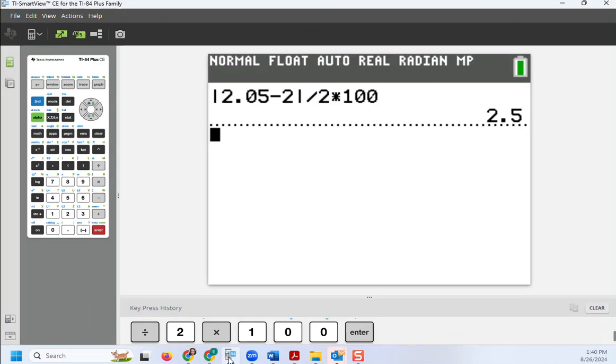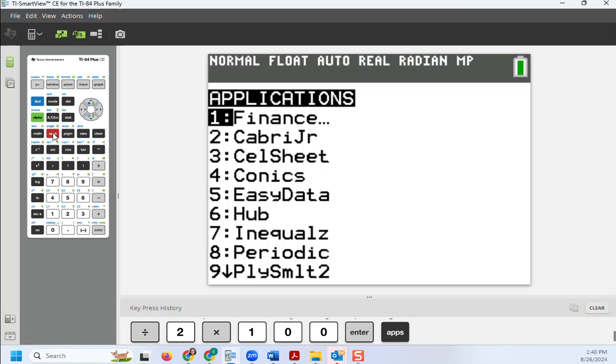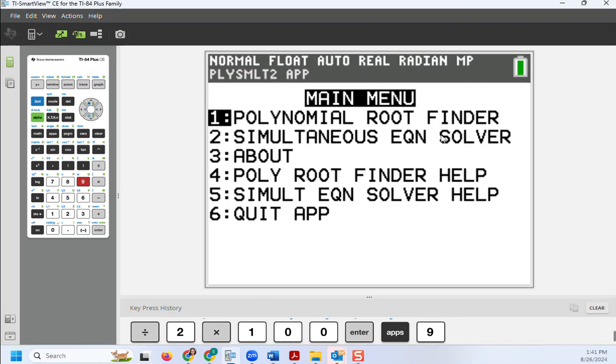Here it is. All right, we press the apps button. The apps button is diagonal from the alpha button, the green one. And it might look like this, ply smlt 2, and it also might look like poly. Let me see mine, apps. I'm gonna scroll down to mine. It starts with P, so on this calculator I have to scroll all the way down to P. All right, so it might look like poly SMLT, or it might look like this, ply smlt 2. You press that one, and then you want to do the simultaneous equation solver, which is 2.